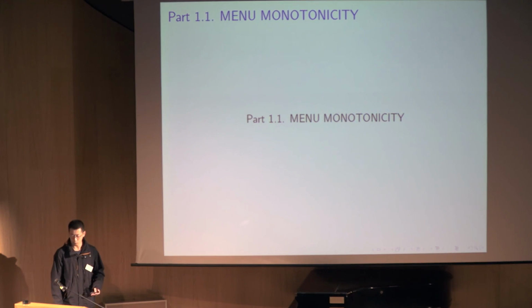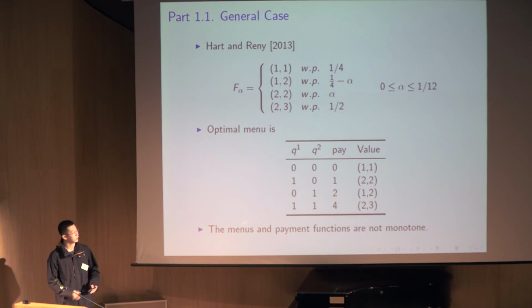Let's see menu monotonicity first. In general, we do not have menu monotonicity. Hart and Reny give an example. Under the distribution f alpha, the optimal menu is the following. The buyer has 4 value possibilities. When the buyer's value is 1, 1, he chooses the menu item 0, 0, 0.